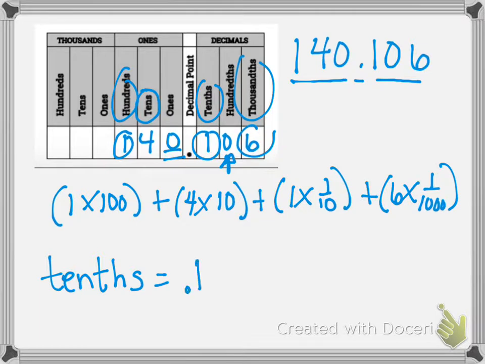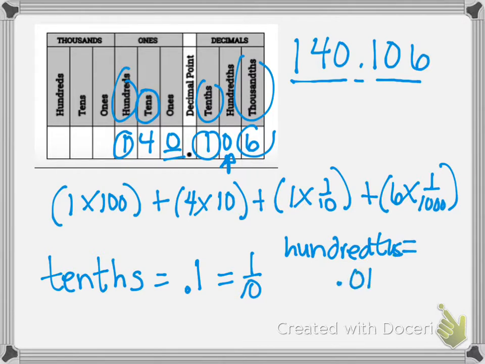Just remember that tenths, here's tenths equals tenths, and hundredths, there's hundredths, which also equals hundredths. And then, of course, thousandths. There's thousandths, which can also be written like that.